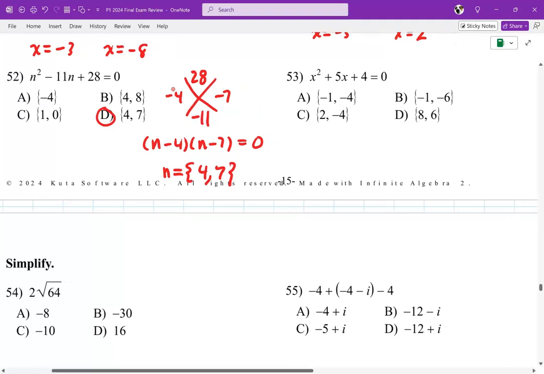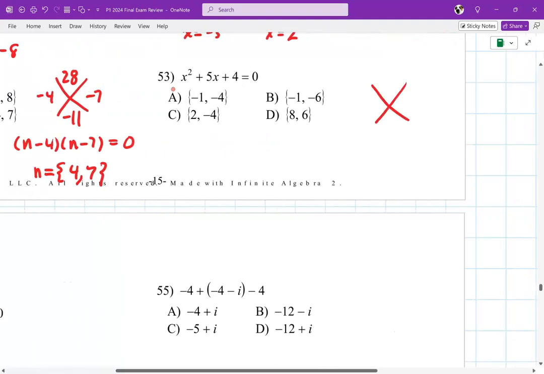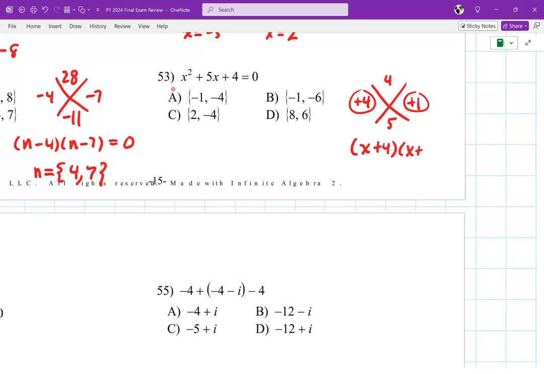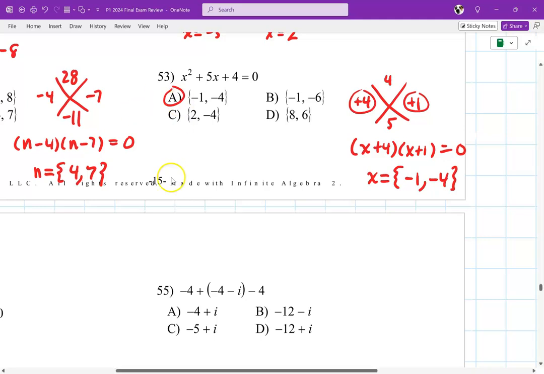Do the same thing with number 53. Do the x method here. So let's see. A times c is 4, b is 5. Two numbers that multiply to 4 that add up to 5 will be 4 and 1. So positive 4, positive 1. I don't have to divide by anything because my a term is 1. So these are my two factors here. It's going to be x plus 4, x plus 1, and that's going to be equal to 0. So x is going to be what and what? Negative 1, negative 4. So A. I'm just skipping the step where I write it out as a specific answer, but we should be so used to doing that. You guys should be able to do that in your head.